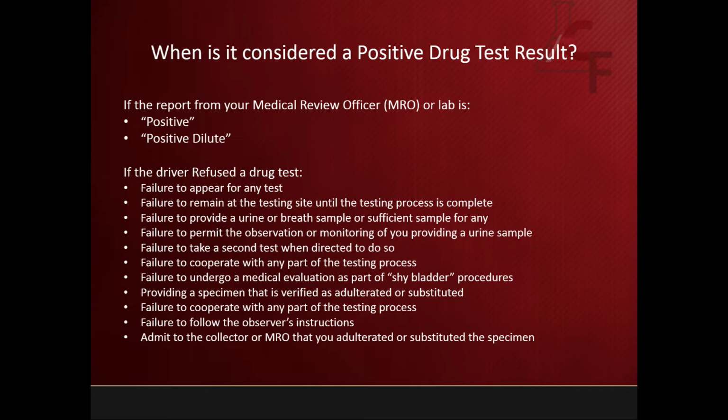A couple more here: providing a specimen that is verified as adulterated or substituted, which is an automatic positive drug test, and failure to cooperate with any part of the testing process. Mostly it's just if they say, no, I don't want to do this, we're just going to say, okay, it's positive. If you walk out, positive. Failure to follow the observer's instructions when there's an observed drug test.